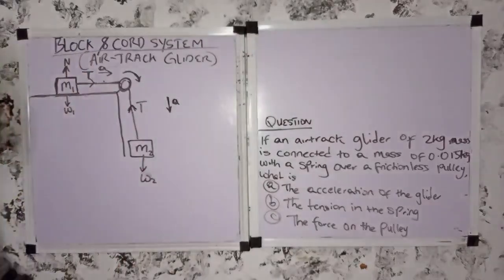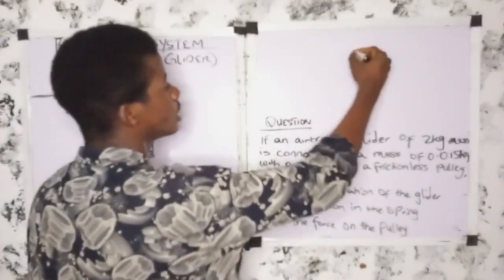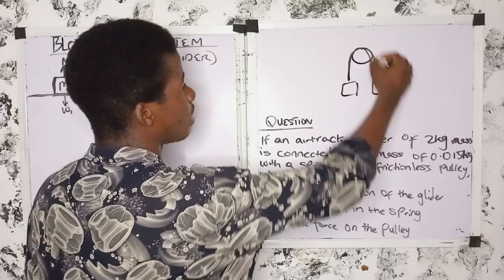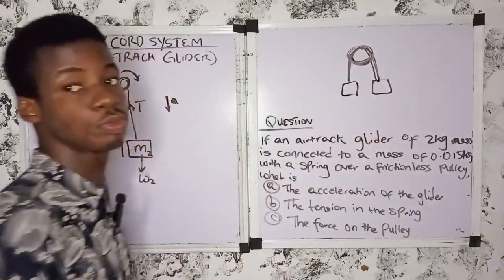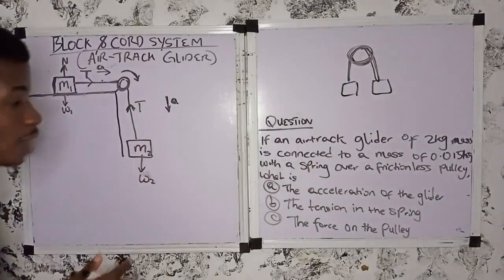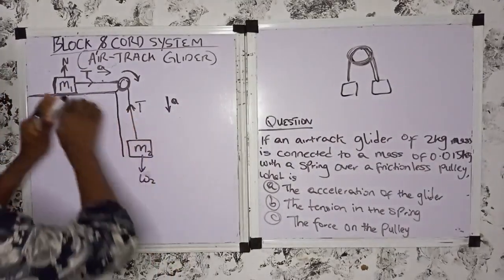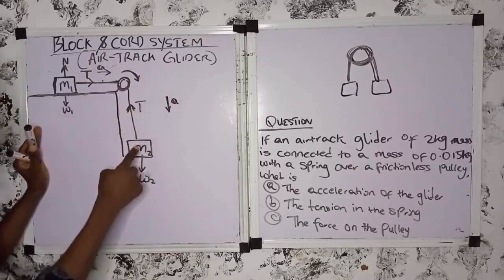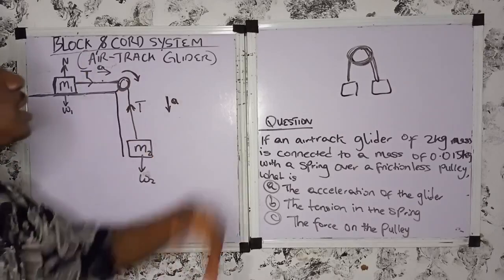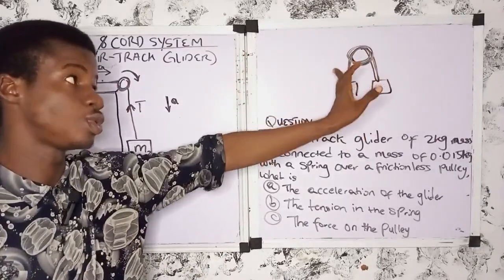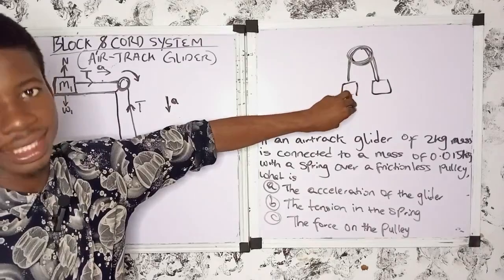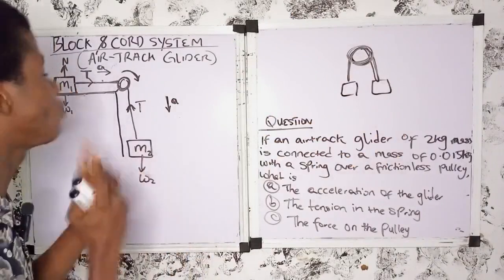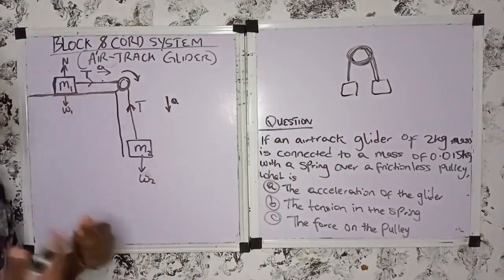Unlike motions of connected particles, when two bodies are connected by a string over a frictionless pulley in an air track glider, one of the masses, or one of the bodies, is usually on the surface, while the other one is usually suspended. But in motions of connected bodies, both bodies are suspended. In the air track glider, one of the bodies is suspended while the other one is not.